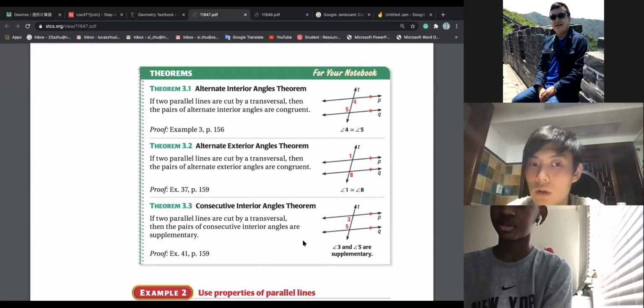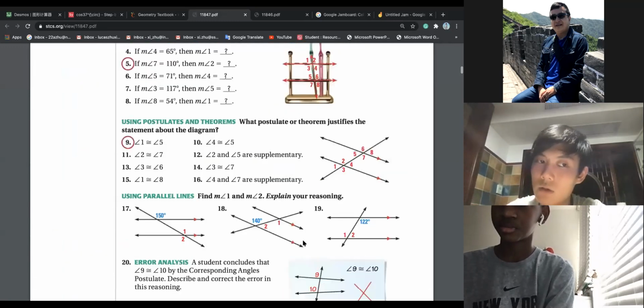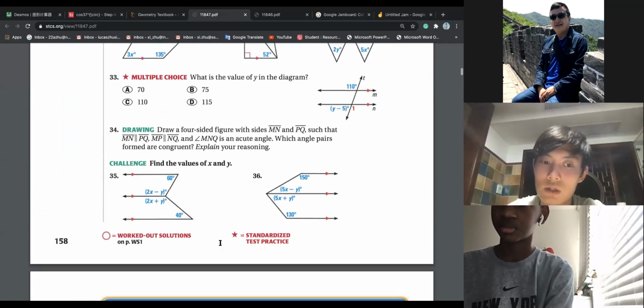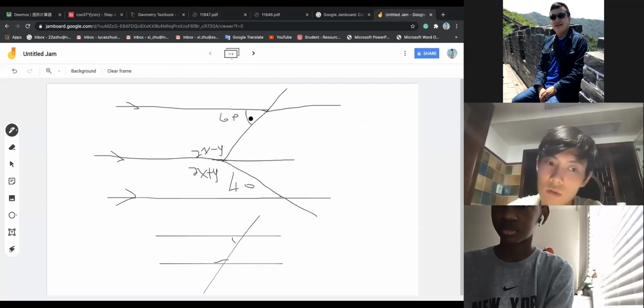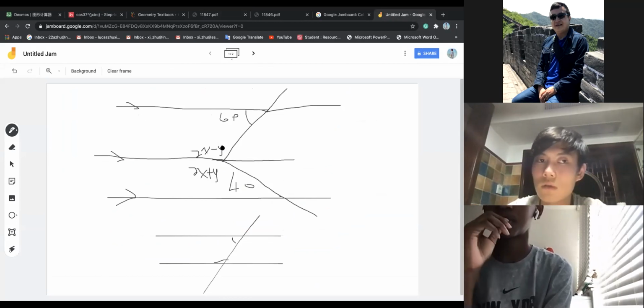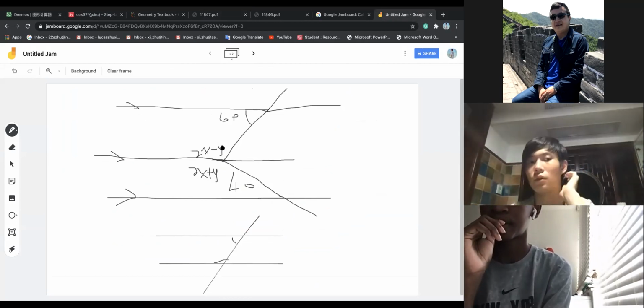Consecutive interior angles theorem, right. So what does it tell you over here? These interior angles are equal. Are they equal? No, they're not. See, you have to remember the definition for it.